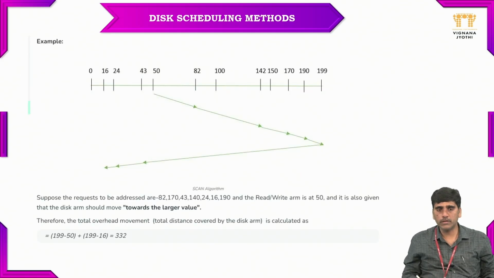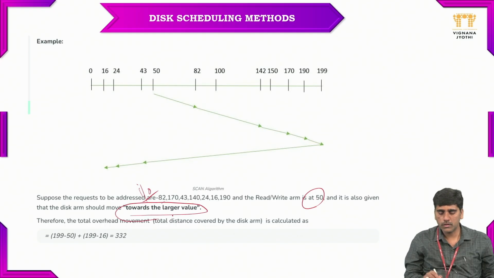Take the example here. The disk input output requests are 82, 170, 43, 140, 24, 16, 190, and the read-write arm is at 50. It is also given that the disk arm should move towards the larger value. So how does it move? The initial head position is 50. From 50 to 82.